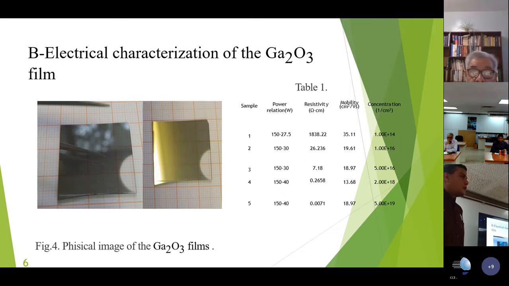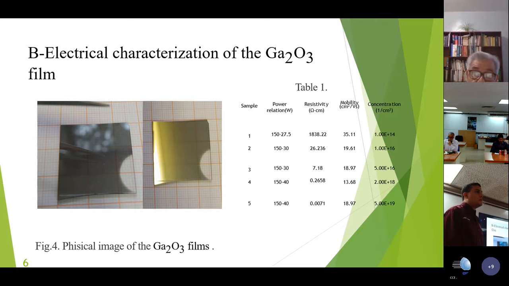And so we obtained the gallium oxide films, as we can see in the first image. We can see with the naked eye that the films are smooth, that they are transparent, and that they have a mirror finish.